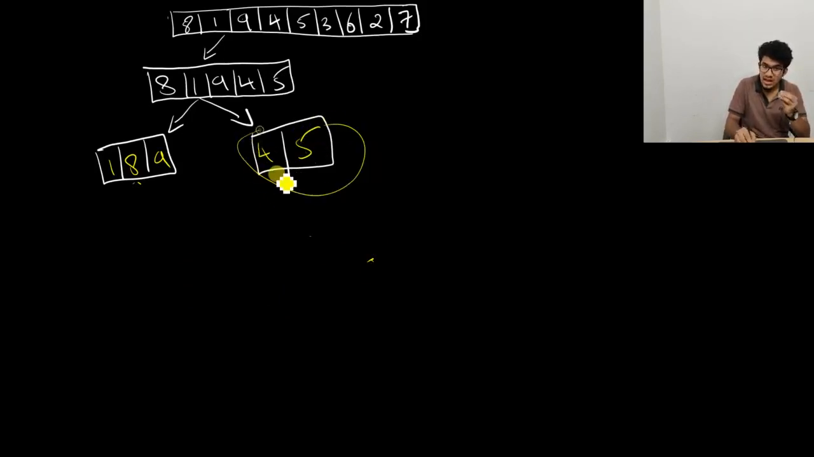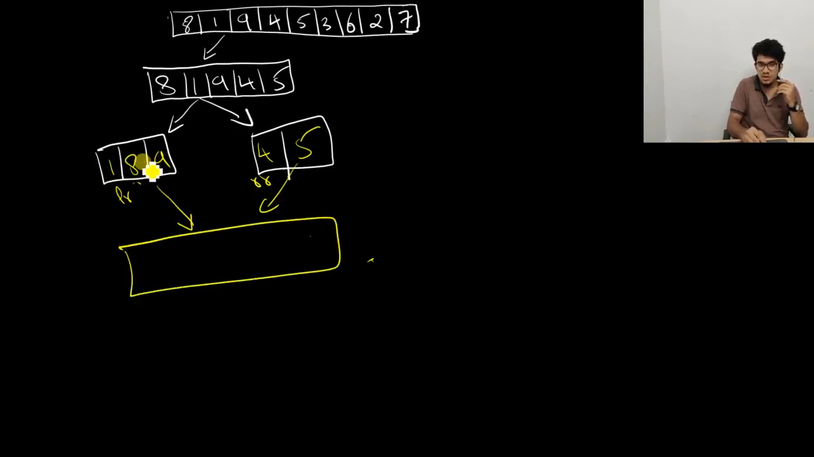Once you got the answer back in the yellow color, it means you have the left array ready and the right array ready. You have to merge them now. So to merge them, first of all I have to create an array of the size what? 1, 2, 3, 4, 5.